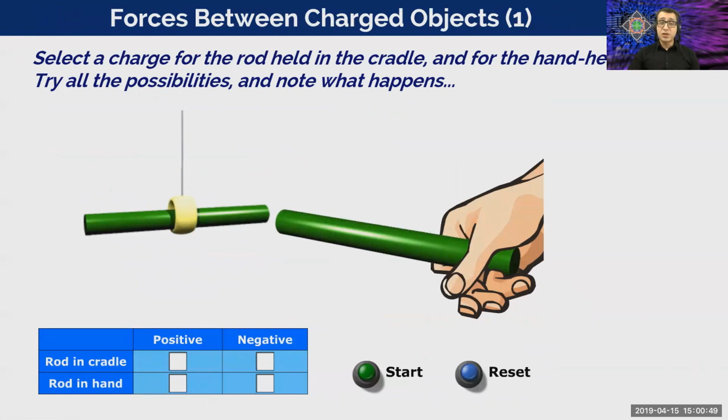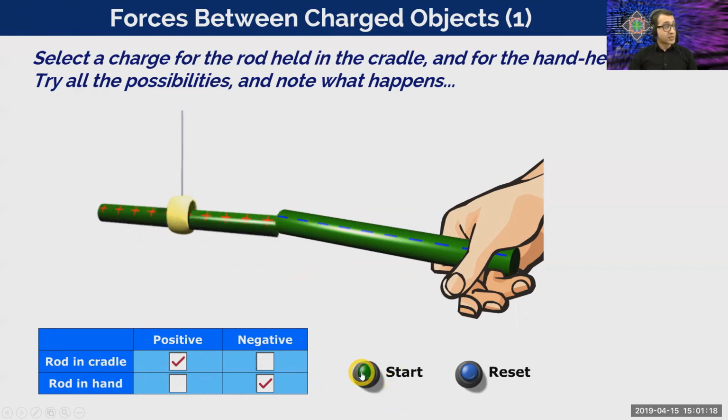So we mentioned that there are forces between charged objects. If we have a look here, we see that we have two charged objects, these polythene rods, which have been rubbed to gain charges. So if we imagine that the rod in the cradle has a positive charge and the rod in the hand has a negative charge, let's have a look at what happens here. We would imagine that these two would attract each other because, again, imagine the field lines connecting these two, and of course they do.